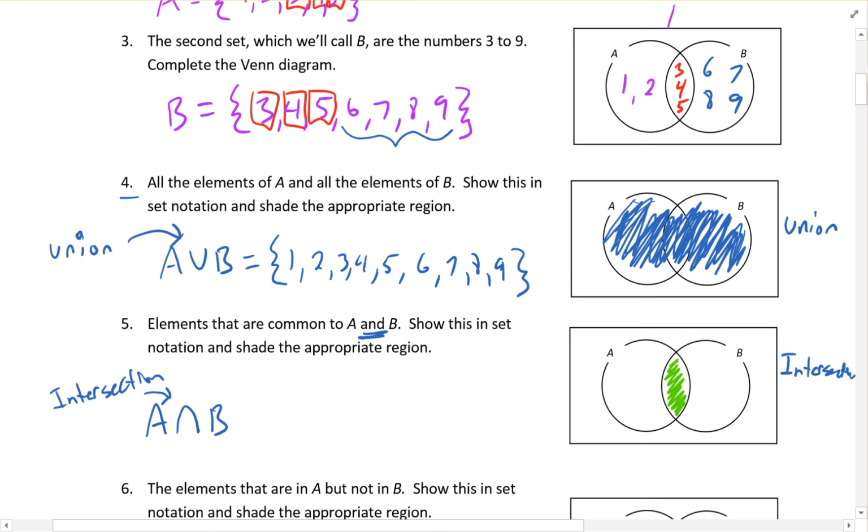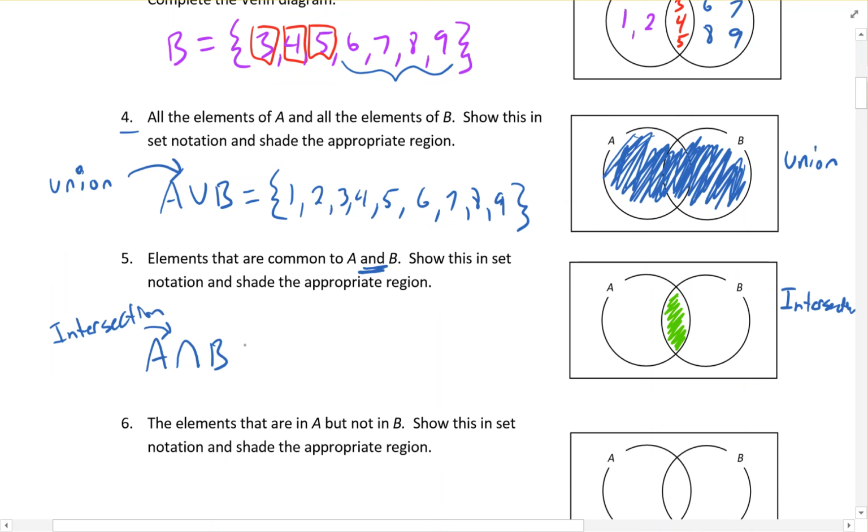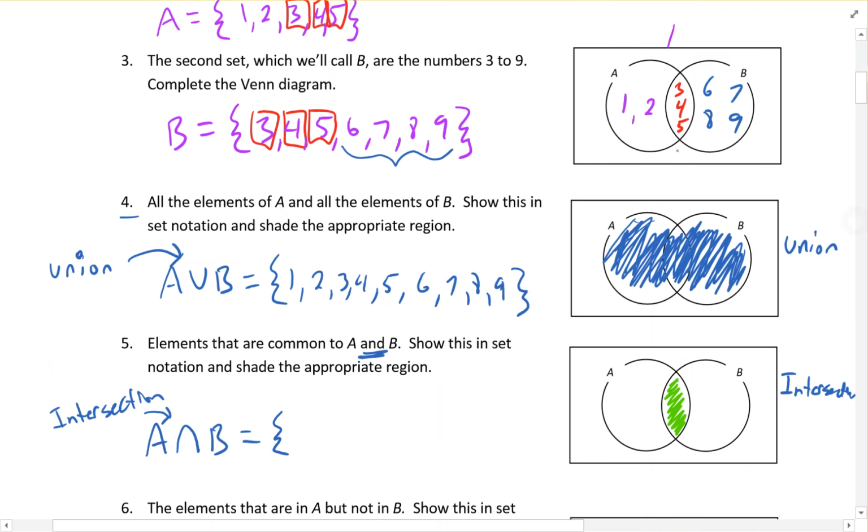Maybe write it nicer than I did. All right, so it's going to be A intersection B, and then just put the numbers that are going to be in the intersection of A and B. So if you look back up here, those were my red numbers up here, right? That's where they intersect. So it's going to be 3, 4, 5.